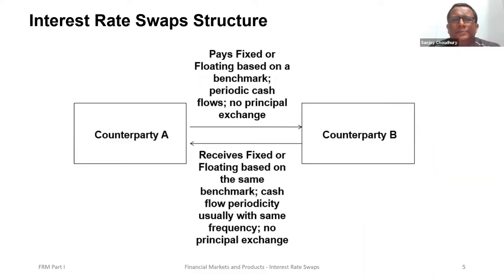So as far as the tabular structure in an interest rate swap is concerned, counterparty A either pays fixed or floating based on the benchmark. There are periodic cash flows and usually no principal exchange. Whereas on the other hand, counterparty B receives fixed if counterparty A pays fixed, or receives floating if counterparty A pays floating, on the same benchmark.